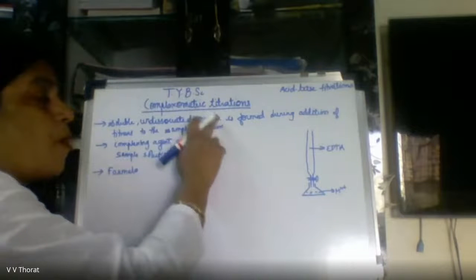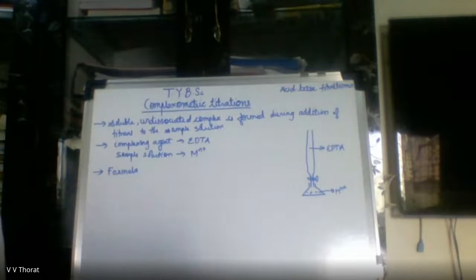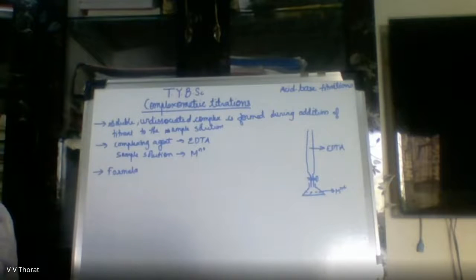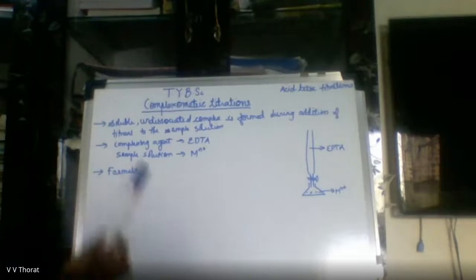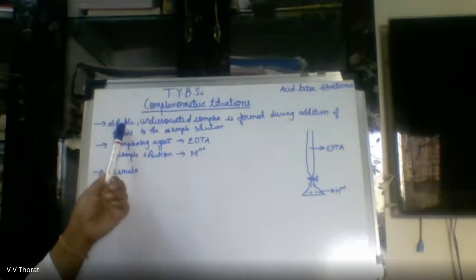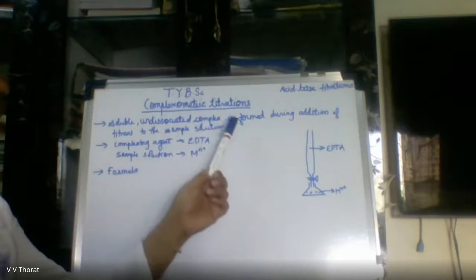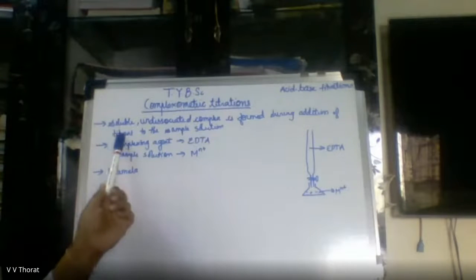I repeat, complexometric titrations are titrations in which a soluble, undissociated complex is formed. When you titrate in your lab, the complex will be in the soluble form. You will not see a precipitate sort of thing. Things will be transparent in your conical flask. So I repeat, complexometric titrations are titrations in which the soluble undissociated complex is formed during the addition of titrant.